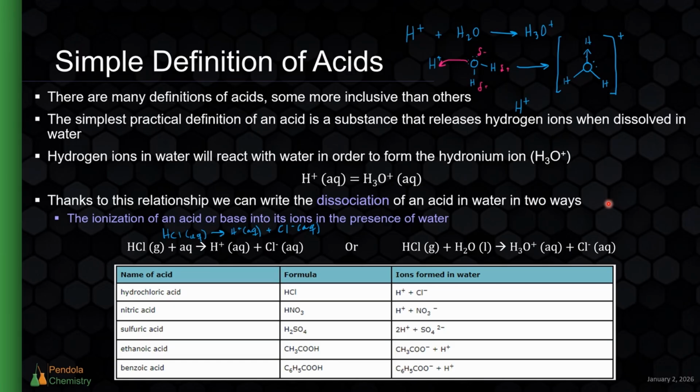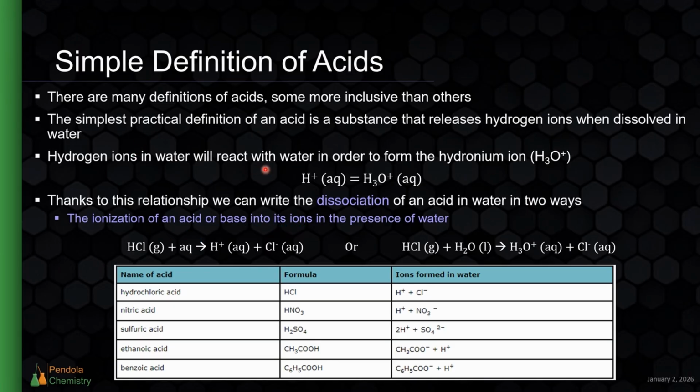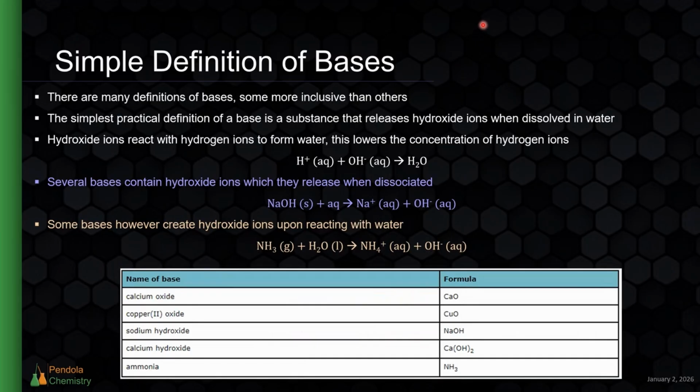Now let's discuss bases, which are a little simpler. What is the simple definition of a base? Again, there are many different definitions of acids and bases. Again, I think there are 4 in total, but there might be more. The simplest practical definition of a base is a substance that releases hydroxide ions when dissolved in water. So a base is not going to release hydrogen ions like acids, they're going to release hydroxide ions in water.